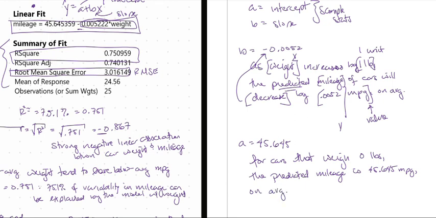So we can do this again. So for cars that weigh 0 pounds, so this is my explanatory variable x, it's always plugged in at x equals 0. The predicted mileage, so this is my response variable y, and this is my value of a.